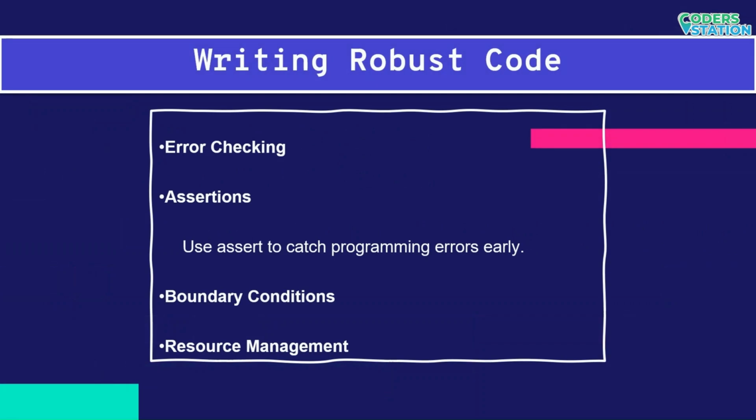Next is writing robust code. Writing robust code involves several practices. Always check the return value of functions, especially input-output operations. Use assert to catch programming errors early. Test your code with extreme values and edge cases. Properly manage resources by allocating and deallocating memory, handling file pointers, and ensuring all resources are released. Practice defensive programming by writing code that anticipates and safely handles potential errors.